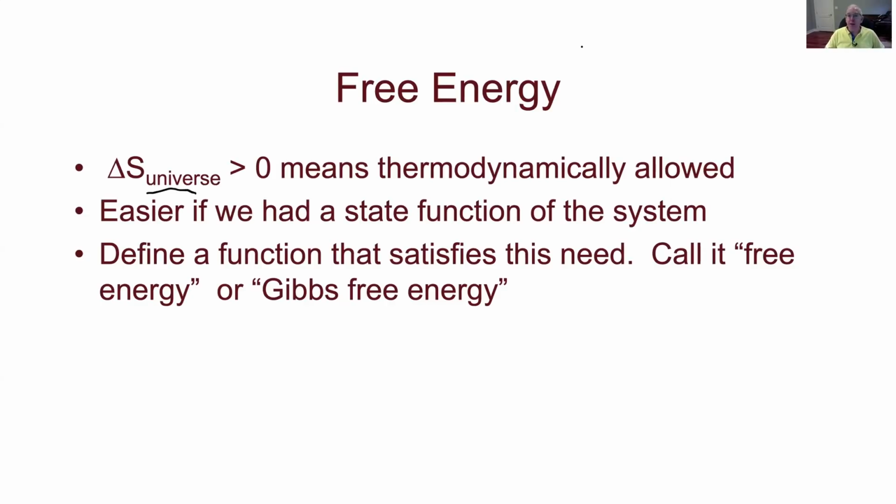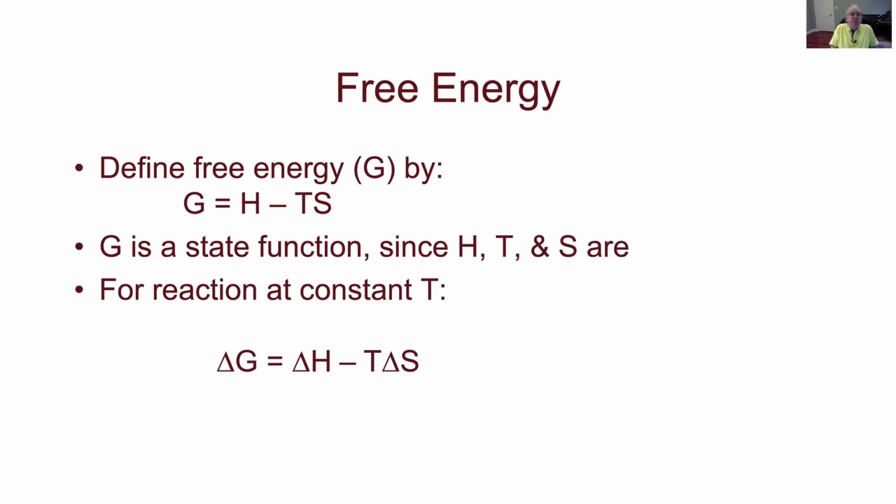It would be easier if we had something we could use to figure out whether the reaction is spontaneous that was just a state function of the system, because we've seen we have some relatively simple ways to calculate values for state functions of the system, okay? What we're going to do is define a function that satisfies that need or that desire. It's called the free energy, or sometimes the Gibbs free energy, because there are also some other slightly different free energies. Gibbs is the name of a person who was important in the development of these ideas.